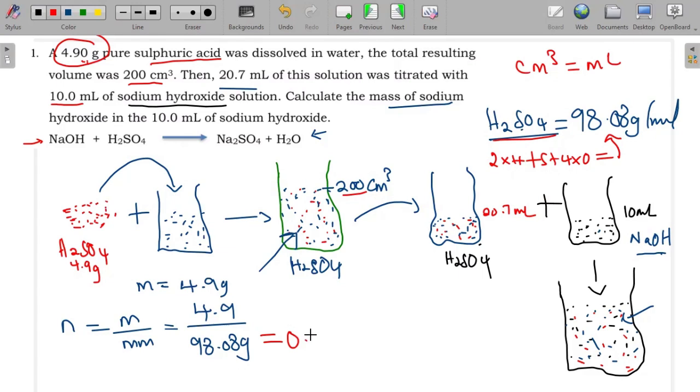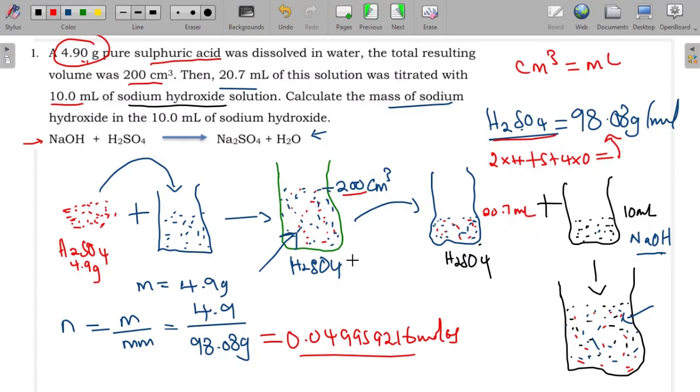When I divide that, I'm getting 0.049959216 moles. So these are the moles that are dissolved in that water to make this volume of 200. So in this green jar that we drew, we have these moles of what? Sulfuric acid. Okay. And then now they're saying that from this volume of 200, they just took a volume of 20.7.